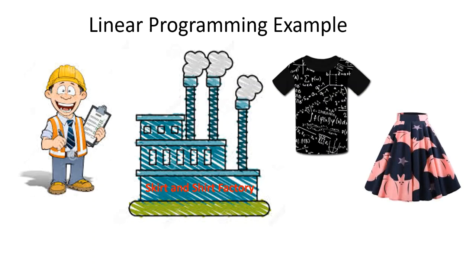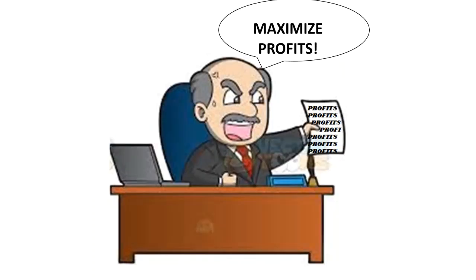Now, when he was hired, his employer just told him to maximize profits. So I don't care what you do, all you have to do is make sure that the profits are maximum. Mike, being a smart guy, noticed that in order for him to make a profit, he has to consider the limitations. What limitations are there in making a profit?